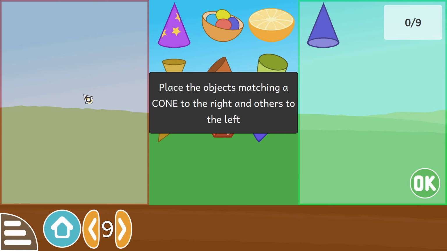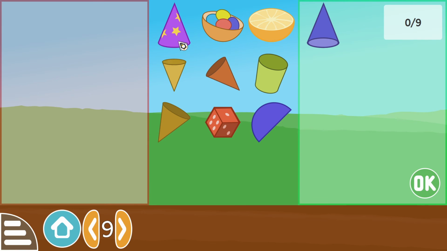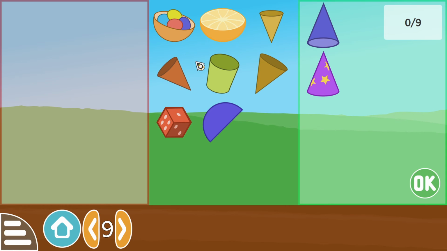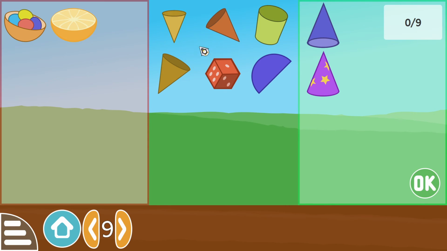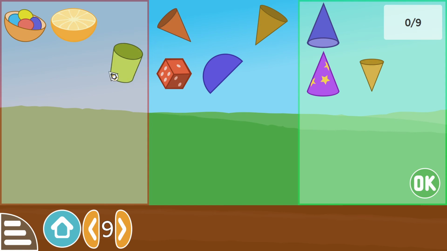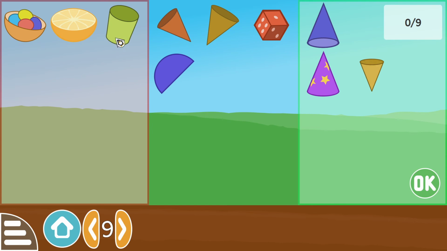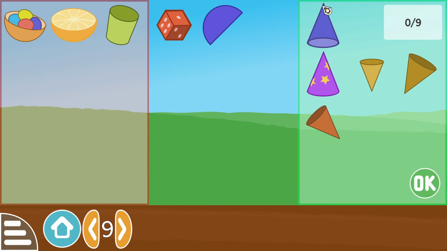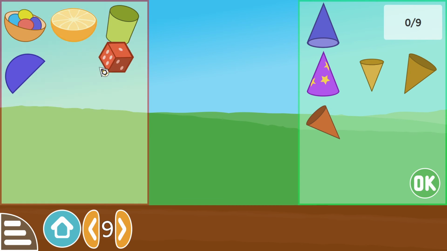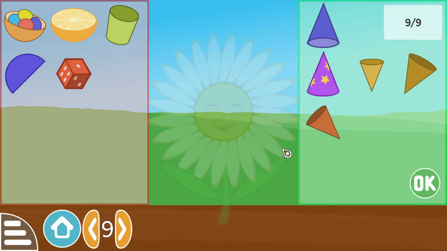Okay. So the object's matching a cone, so a wizard's hat, bowl, half a bit of fruit. Certainly got a cone there. That doesn't shape in. It looks like it is, but it's not going to a point, so that's why I'm dragging it over that side, because all of these will go to a point at the end of it. It's a semicircle and a dice.